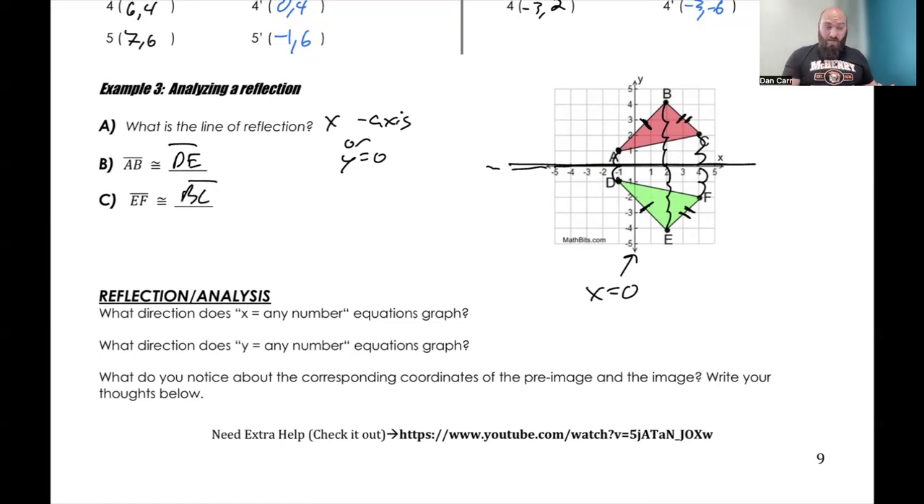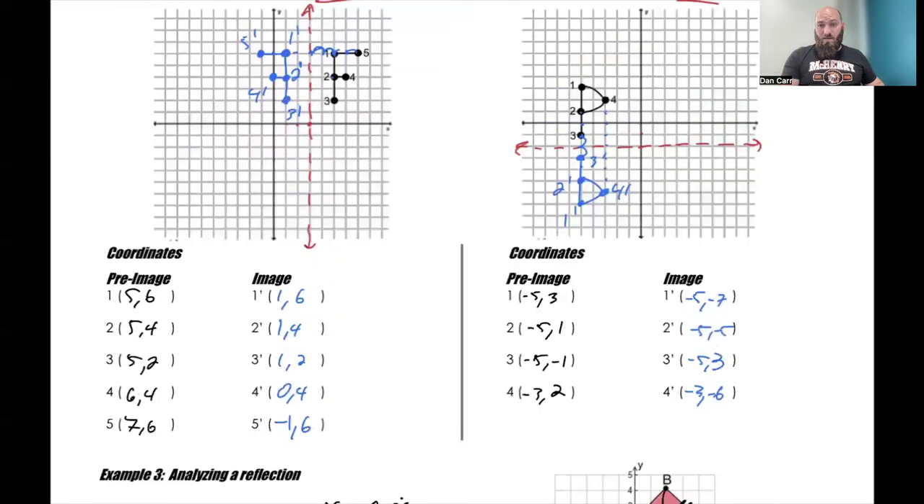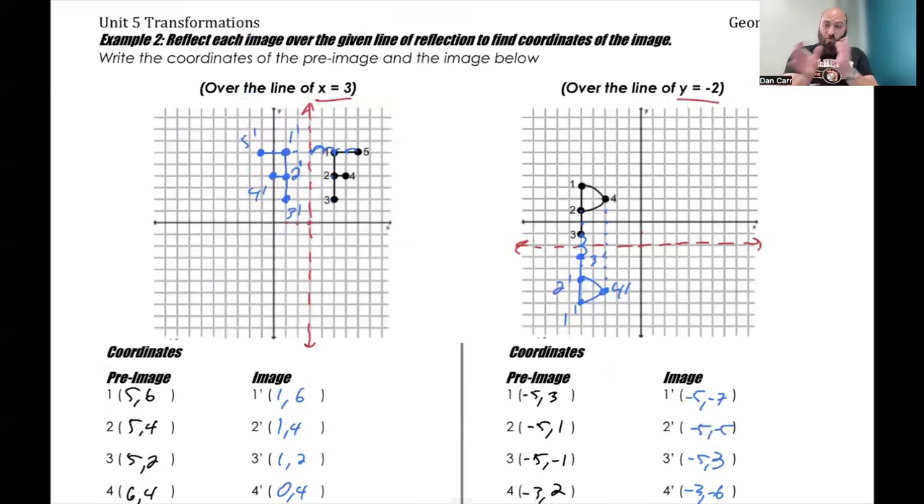Okay. And that's basically it for today. Just think about some of these questions real quick. What direction does x equals any number equation graph? X equals is a vertical line. Y equals is a horizontal line. Okay. And then anything else in terms of patterns, there might be some things that might be helpful here. But for our purposes, the big key here is that the distance from an image to a line of reflection is the same as the distance from the pre-image to the line of reflection.